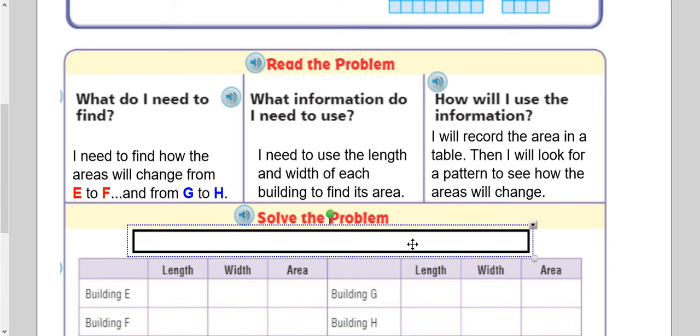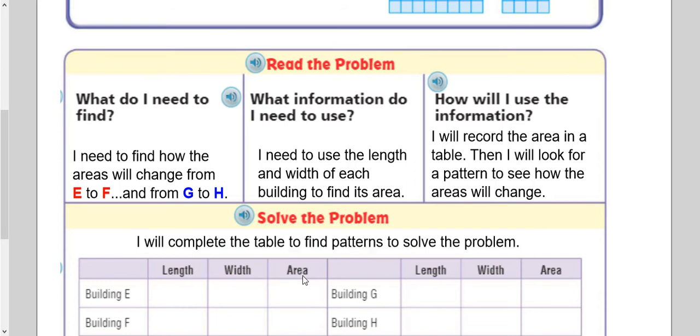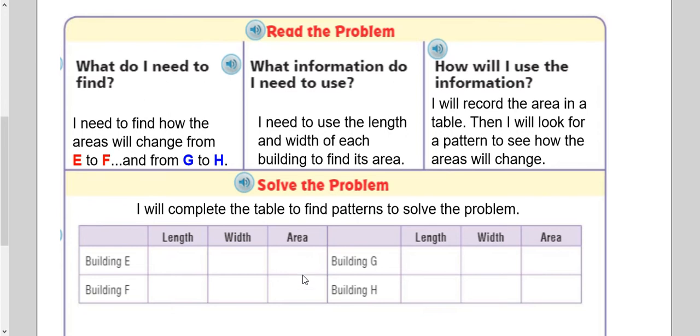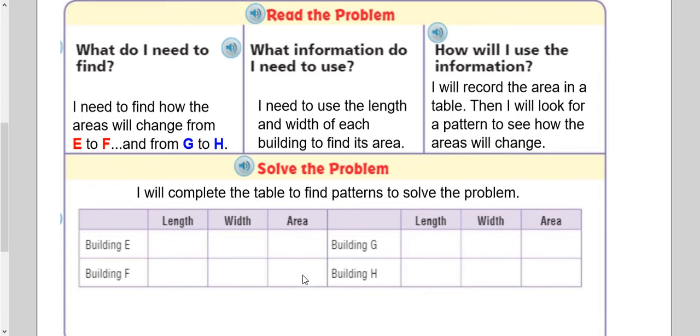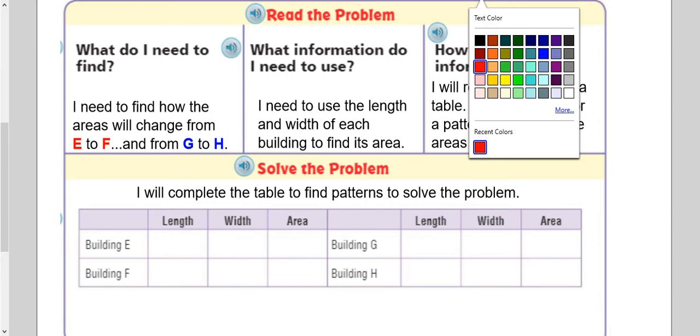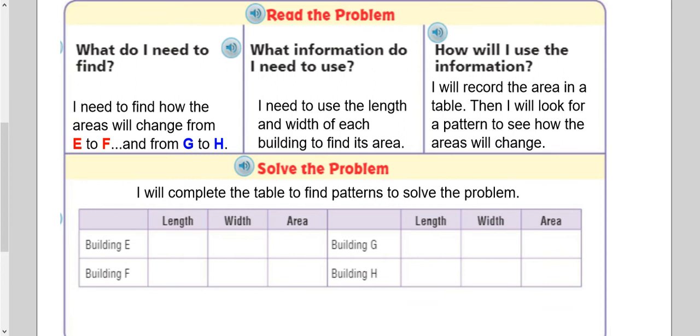How am I going to do this? Well, complete the table to find patterns to solve the problem. At this point, if you need to hit pause so you can get that stuff copied in, you go right ahead. All right, we're going to look at buildings E and F, and we're going to go ahead and use red here so that we can kind of keep our data straight and organized.